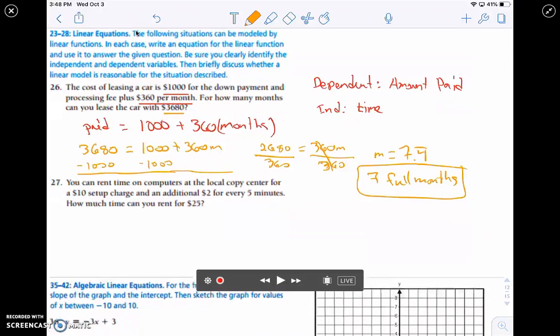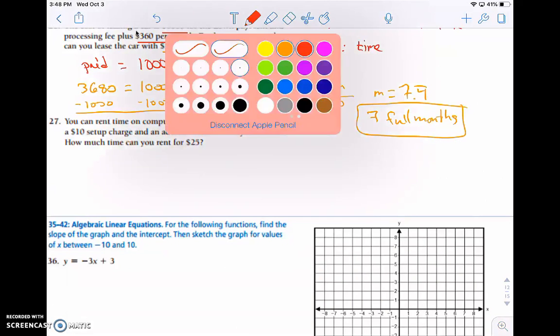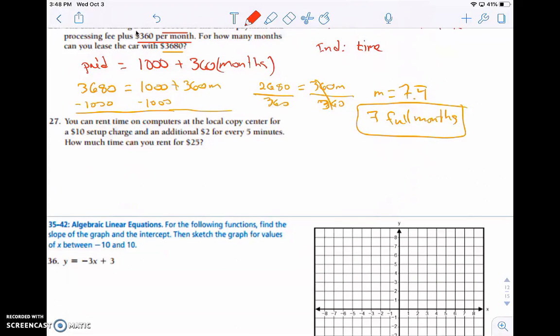Okay, next we're going to look at this one: you can rent time on computers at the local copy center for a $10 setup charge and an initial $2 for every 5 minutes. How much time can you rent for $25?